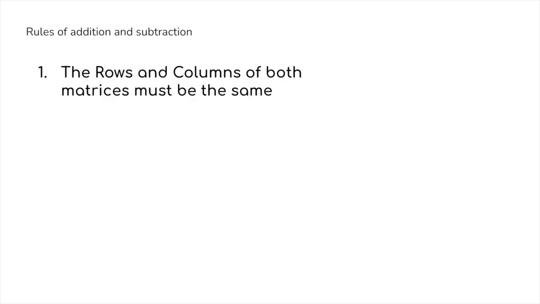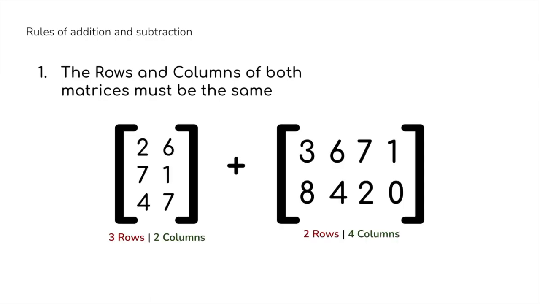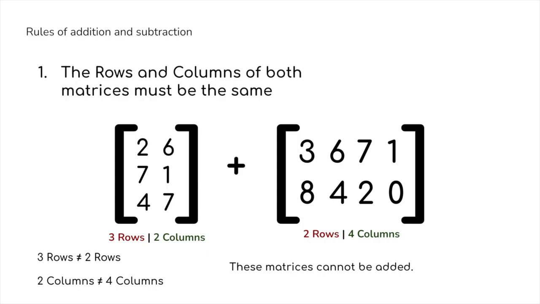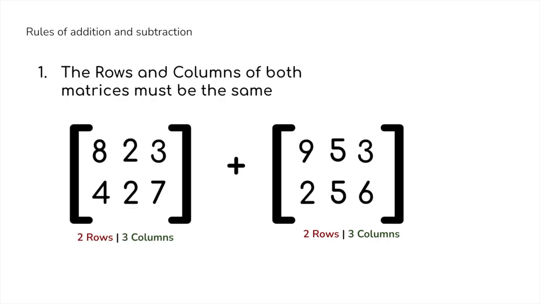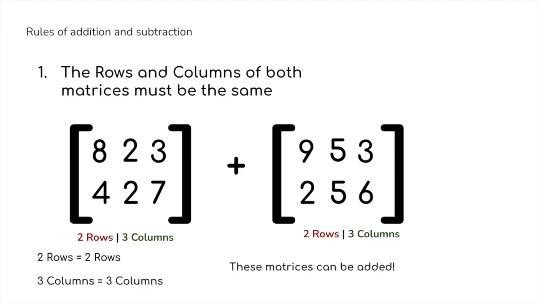In order to add and subtract with another matrix, they have to have the same dimensions, or size. So both matrices need to have the same number of rows and same number of columns. If we look at the first problem, we can see that this matrix has 2 columns and 3 rows, but the second matrix has 4 columns and 2 rows, so we can't add or subtract these matrices. The second example, however, both matrices have 2 rows and 3 columns, so we can add or subtract them.